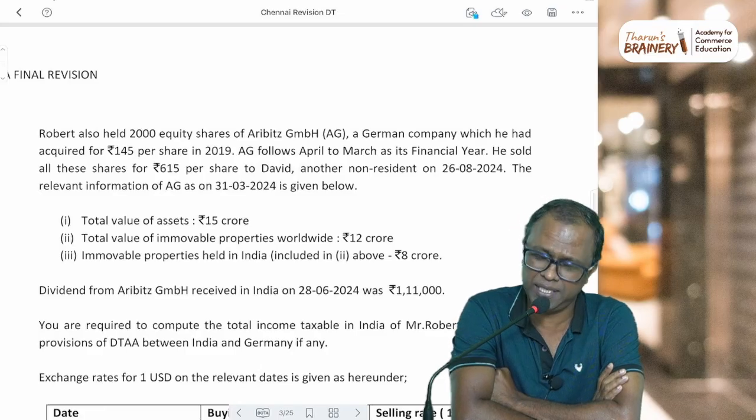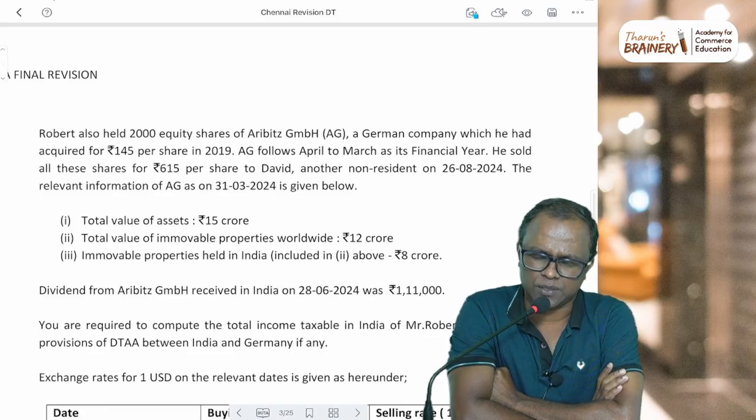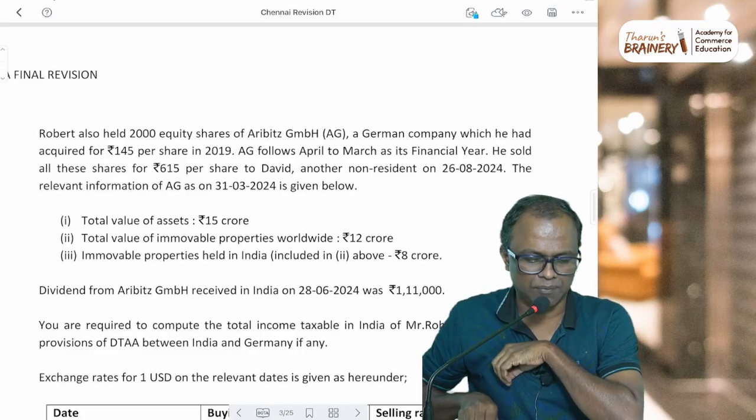Shares of a foreign company which derives its value substantially from assets located in India. Then the proportionate capital gain from shares of that foreign company would be taxable in India. So we have to check whether indirect transfer provisions are applicable.